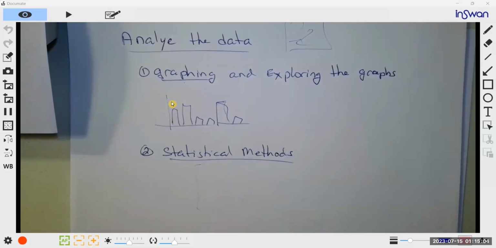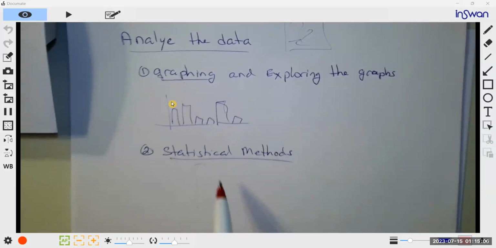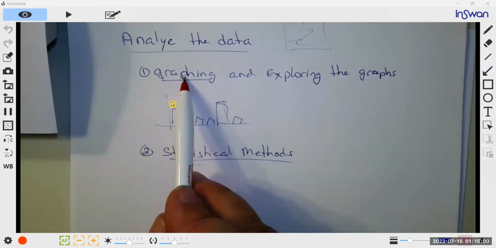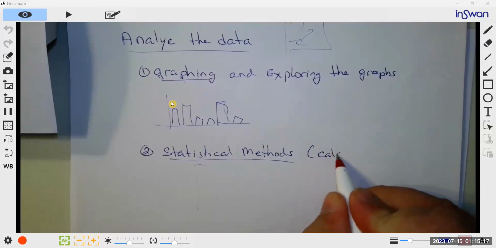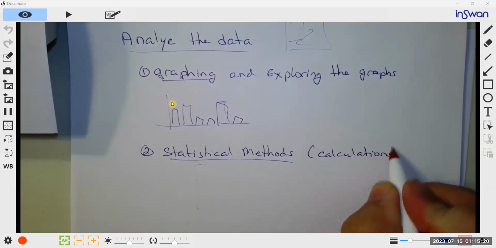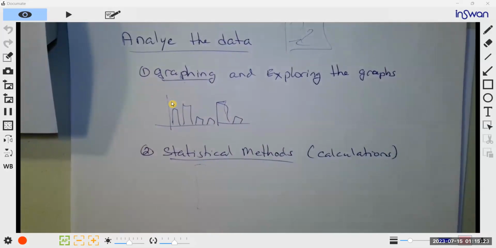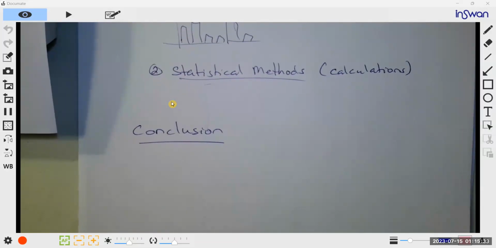So the stuff we're going to cover in this course is not going to be that mind-altering difficult. The problem is we have a lot of data, so how do we make it easier for us? We graph it first, and then the next thing we do, we run it through some statistical methods or calculations, and then we see how the data behaves. So then we go to our conclusion. After everything's finished, we come up with a conclusion. Was my hypothesis correct or was it not correct?